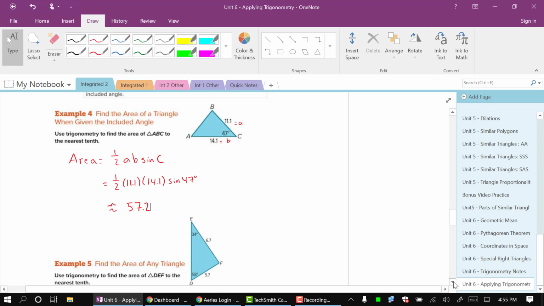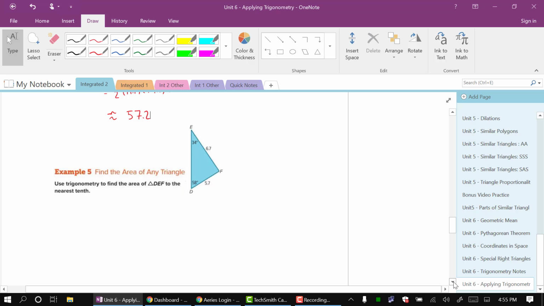Let's try one more like this. So here we have that these two, so we want this angle right here. We want that angle. So to get that angle, I'm going to go 34 plus 58 plus x equals 180. So subtract these two from 180, I get x equals 88. So that angle right there is 88.